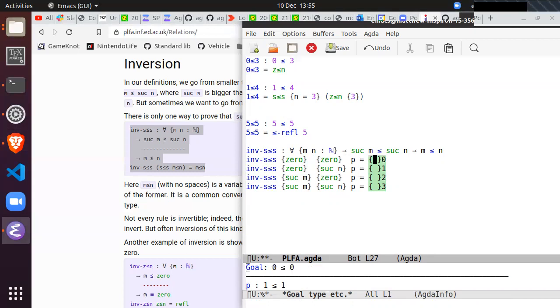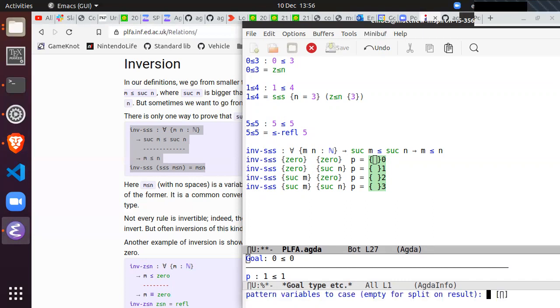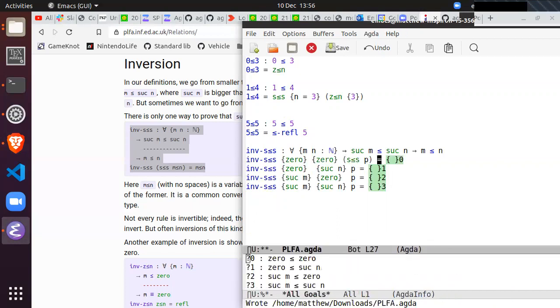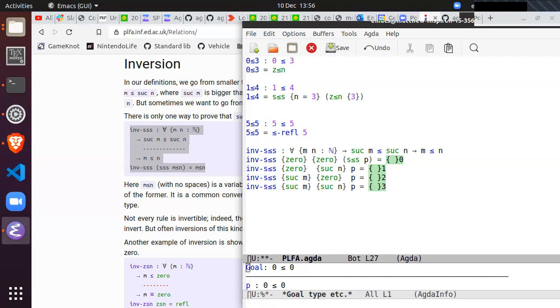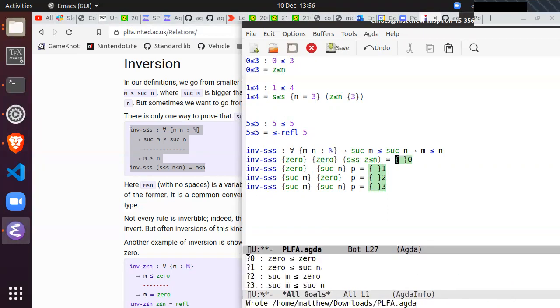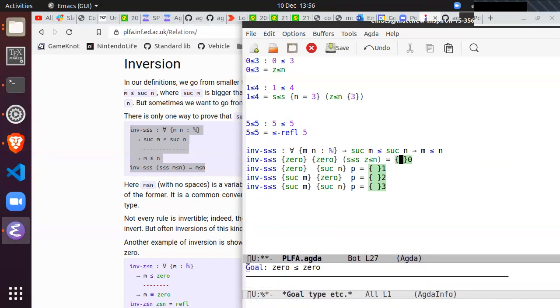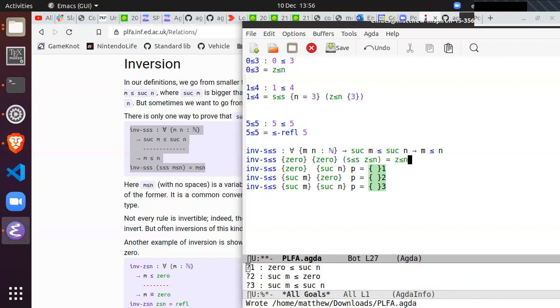So now I've got 0, 0. What would P look like? Well, P is a proof that this will be 1 less than or equal to 1, right? So we can pattern match on P, and it's going to be s less than or equal to s, and it's going to give us some new proof that 0 is less than or equal to 0. If we pattern match on P again, then we get z less than or equal to n.